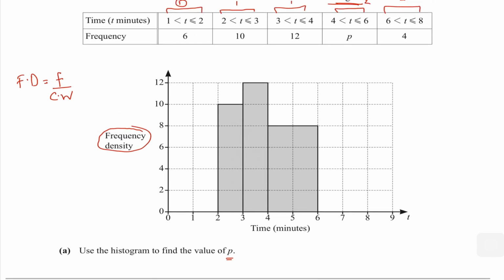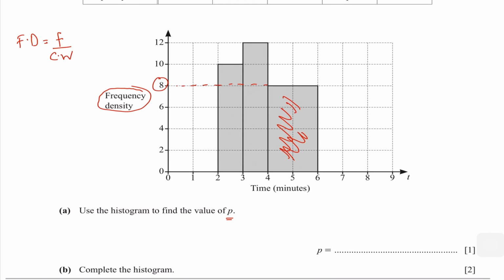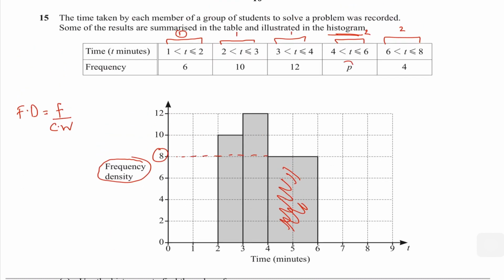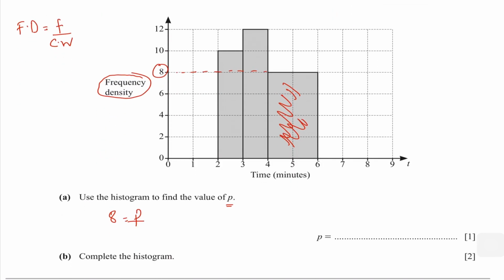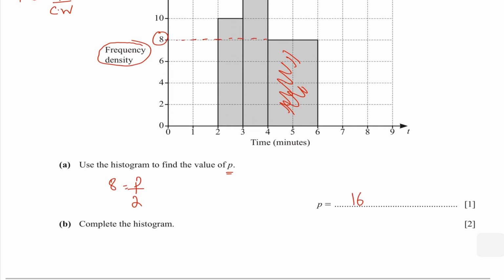If I want to figure out the value of P, I can see the bar of 4 to 6 is this one, and the frequency density I can see is 8. So this is what I will do. 8 is the frequency density. This is equal to the frequency, which is P, divided by the class width, which I can see is 2. So let's see what P is equal to. 8 times 2 is 16. So the final answer is 16.